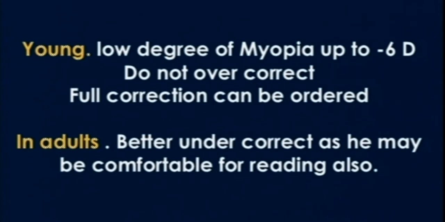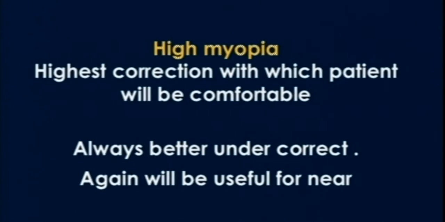The reason is, for near, he will be very happy. For distance, we don't want that. He may be having some, you can see distance also, as well as the same. He can read near also, because naturally, he will have presbyopic problems. Suppose a case of high myopia, the highest correction with which the patient is comfortable, you have to prescribe. That means, here also, please undercorrect. Again, it will be useful for your near. Never overcorrect. That's a dictum.